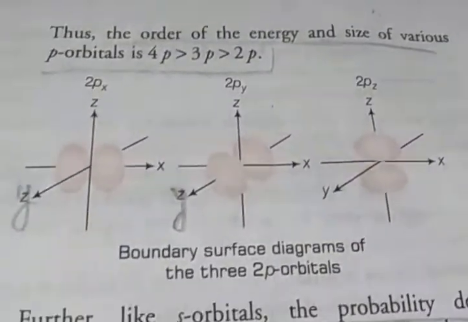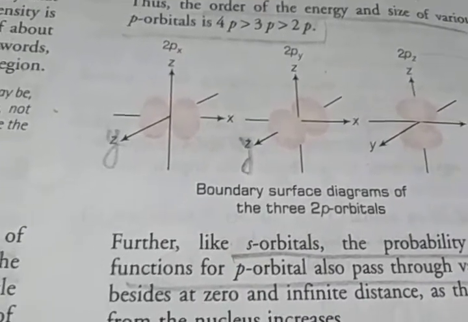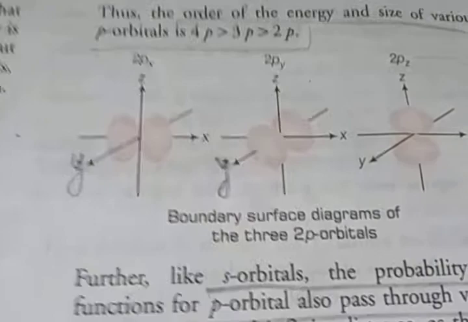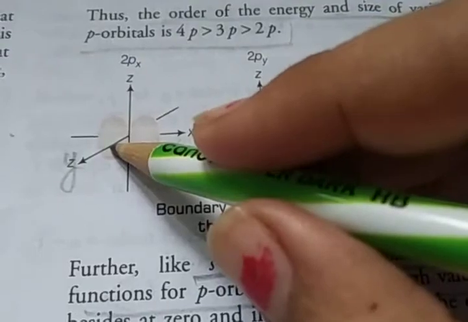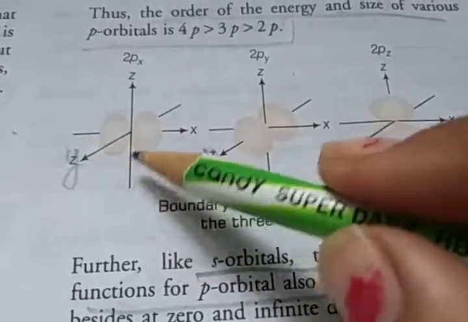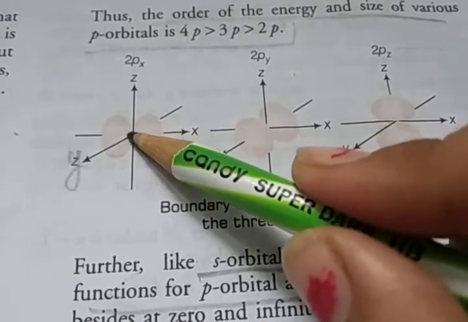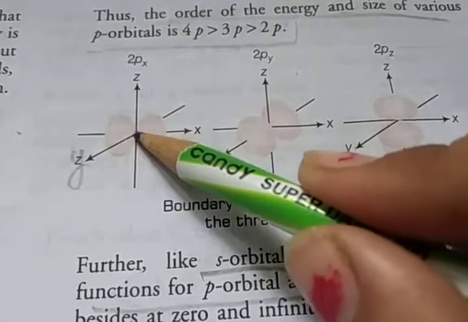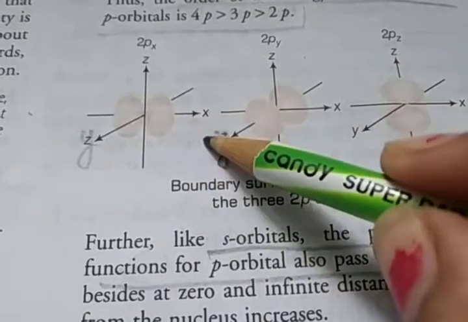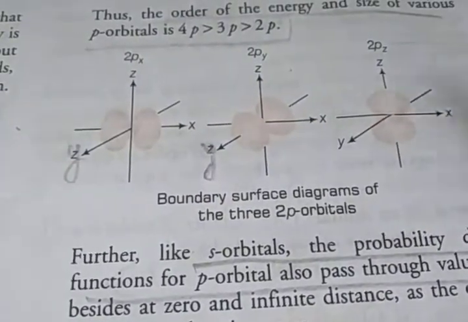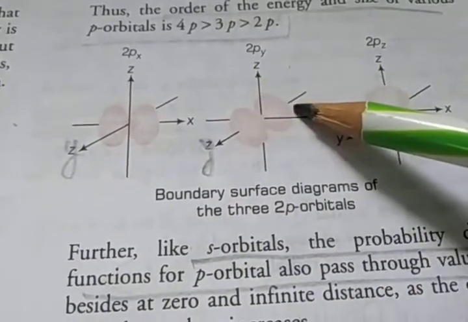In this boundary surface diagram, the nucleus is at the origin and each p orbital has two sections. Here you see two sections, which are called lobes. These lobes lie on either side of the plane that passes through the nucleus. The probability function is 0 at the place where the two lobes touch each other. So the three p orbitals are identical in size, shape and energy, but differ in the orientation of the lobes.